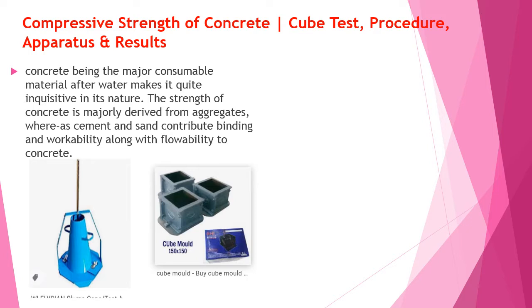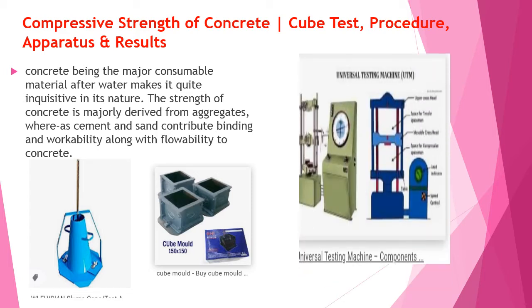This is the image of a slump cone, wherein we check what is the slump and everything. This is the image of the cube molds, and this is the image of the CTM machine, in which we check the compressive strength of the cubes.